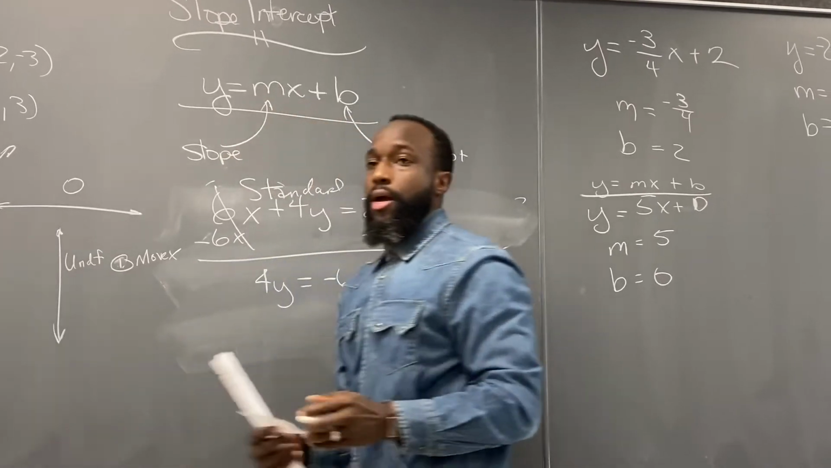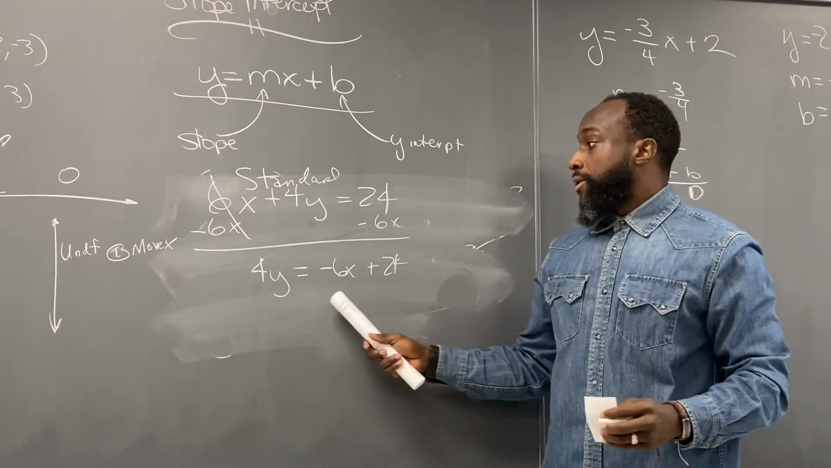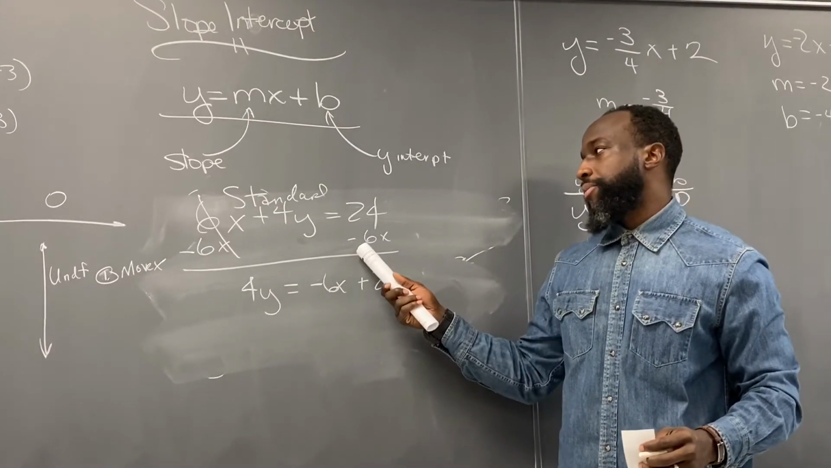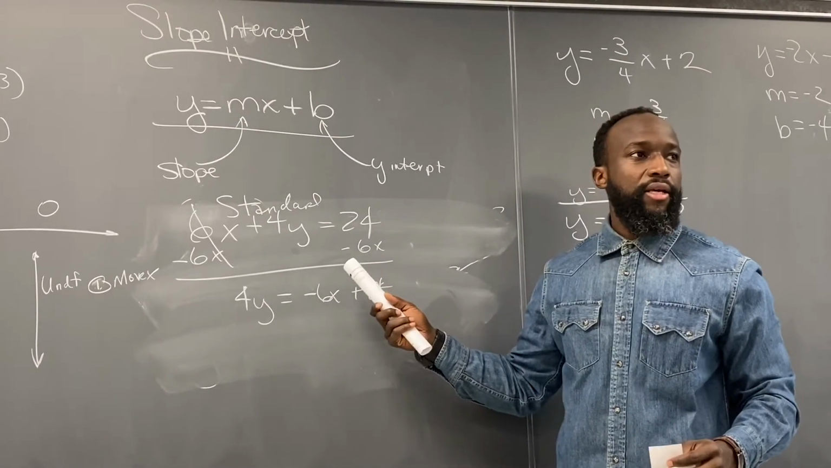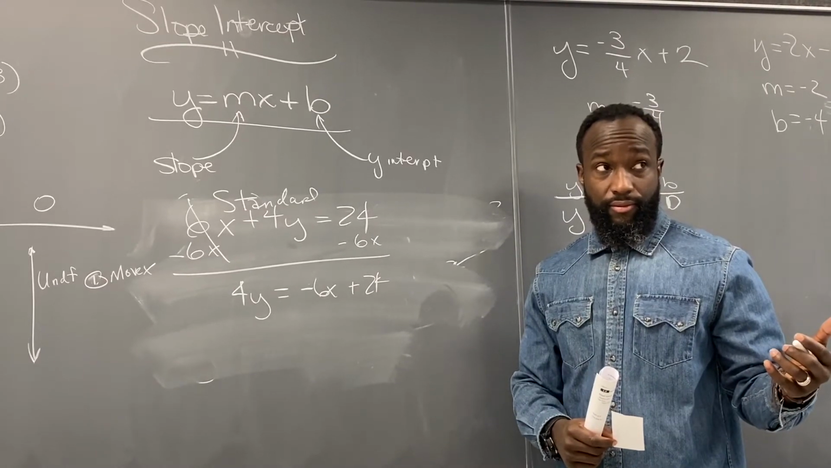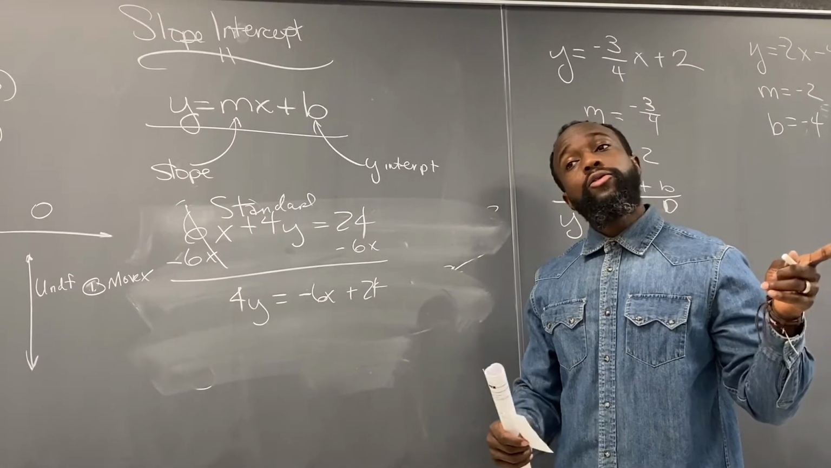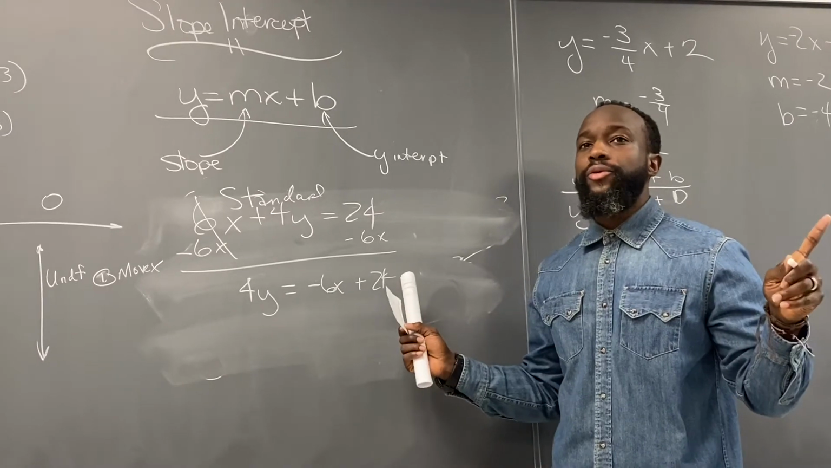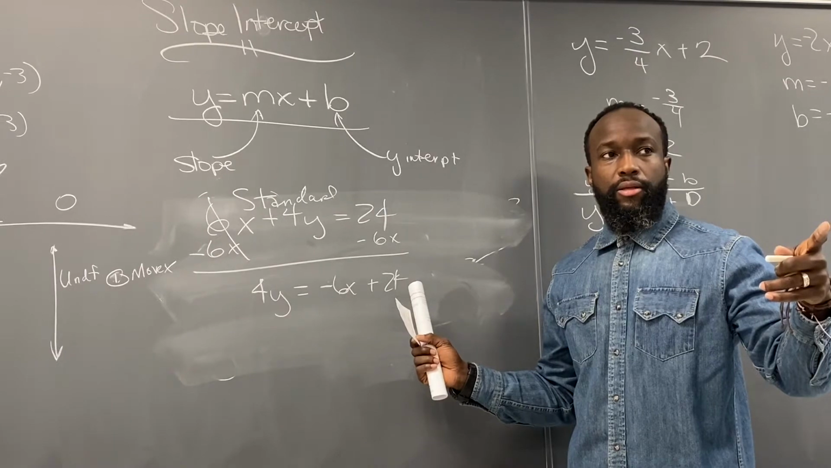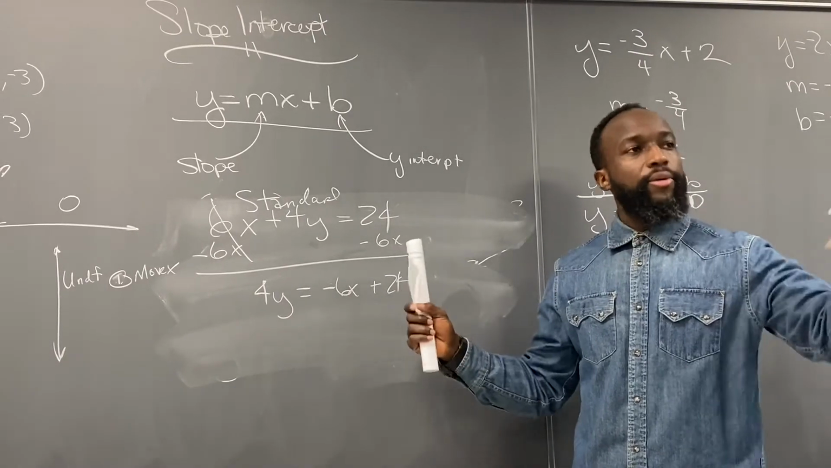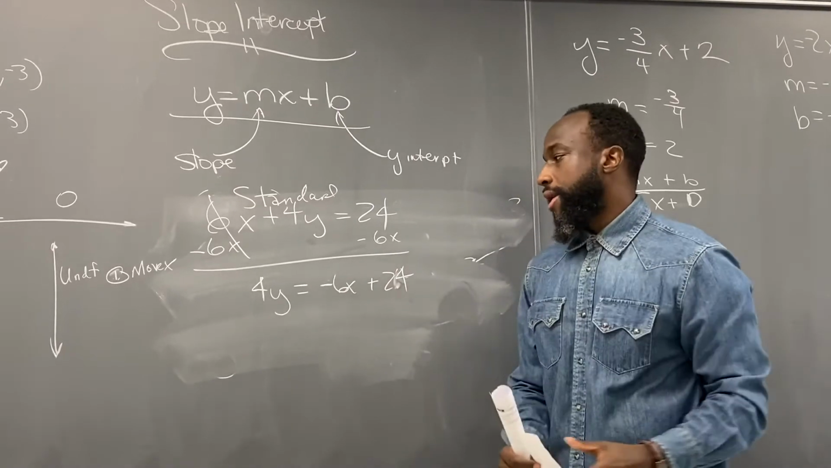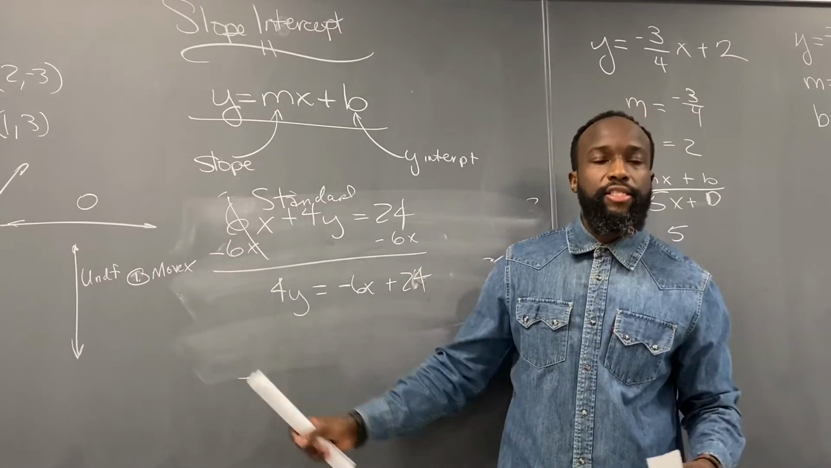Does everybody understand why it still says negative 6x plus 24 and it's not 18? Because you can't combine them. They're not like terms, so they have to stay the same. They have to stay as they are. All right, cool.